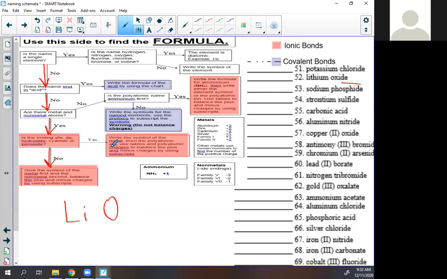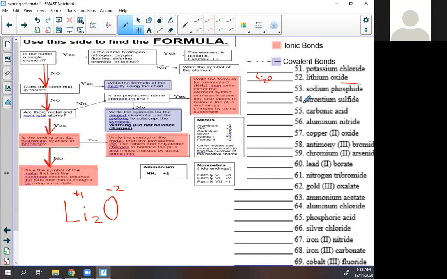Okay, so thumbs up if you know where to find the charge of lithium. Right here. It's a +1. Charge of oxygen -2. Drop, swap. Li2O would be the answer right here. Easy enough? Okay.